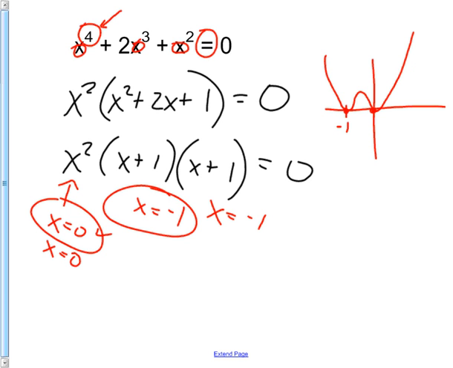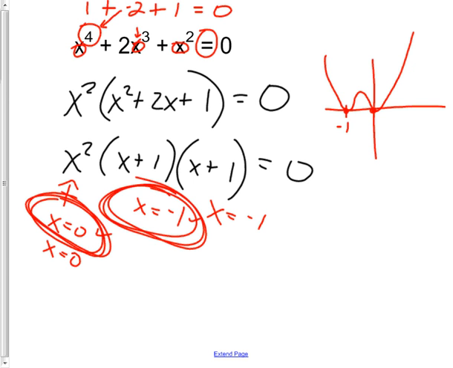And this -1. When I stick in the -1, -1 to the 4th is +1. Plus -1 to the 3rd is -1, times 2 is -2. Plus -1 squared is +1, and that equals 0, and that actually does equal 0. So I double checked it, and it works. Both answers are double checked. There we go. Raise your hand if you had the same thing as I did.